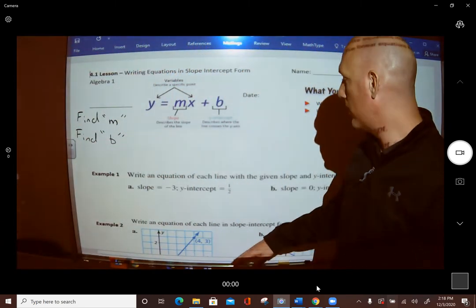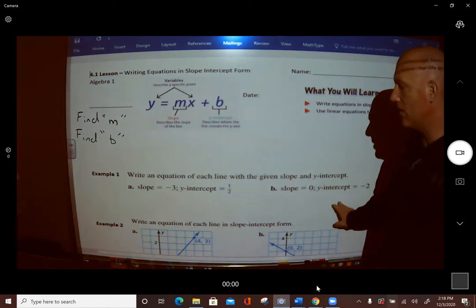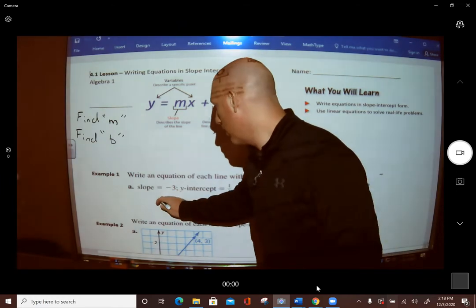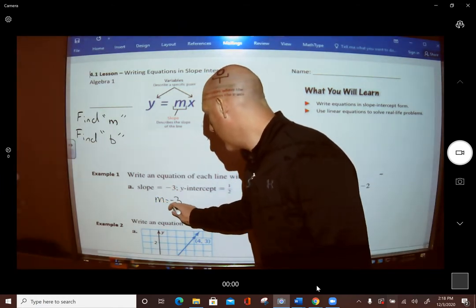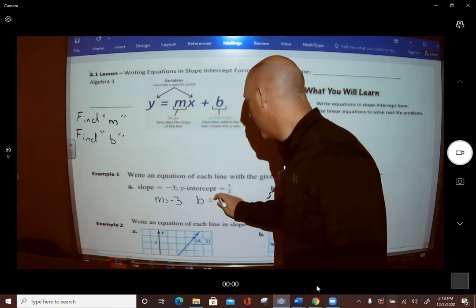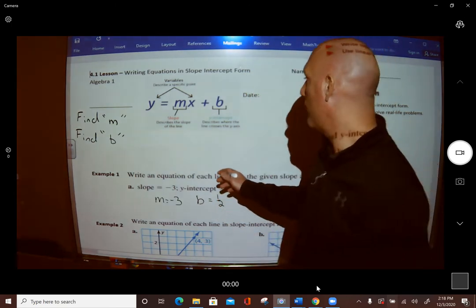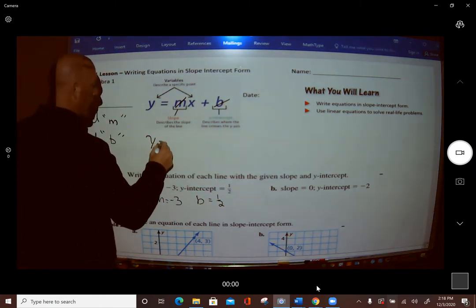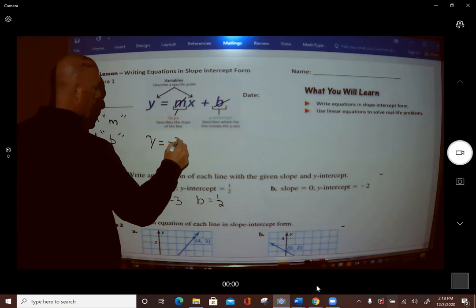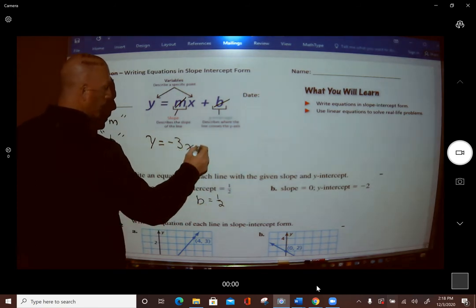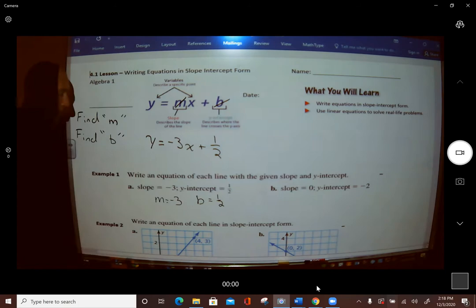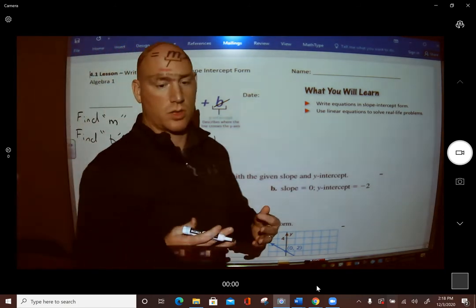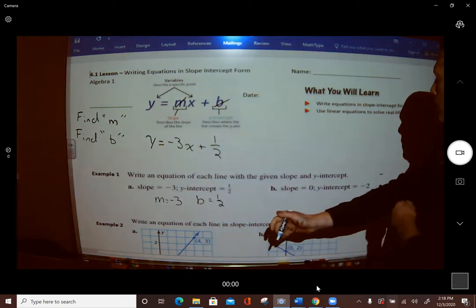So the easiest ones are the first two. When we start and they just give you slope and y-intercept, they can just give you the information. So here we know our m is -3 and our b is +1/2. So all you have to do is plug them in for m and for b. So now we have y equals our m, which is -3x, plus our b, which is 1/2. That's all we have to do for example 1a. So if they give you slope and y-intercept, you just plug them in and go from there.